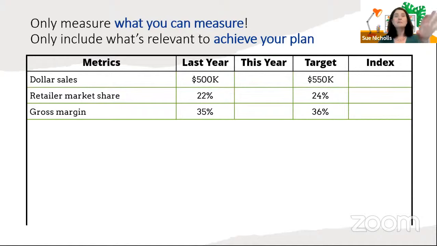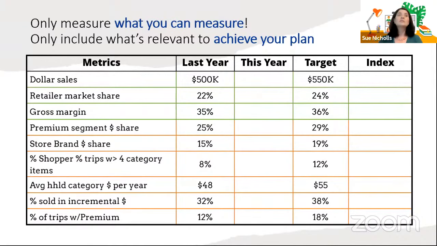It might be from the volumetrics or the financials. So it may be something where last year we did 500,000. This year our target is 550,000. So we need to build our sales by 50,000. And there are some key measures there, but the ones that you want to really make sure that you include as well are the ones that are going to help you to achieve your plan.